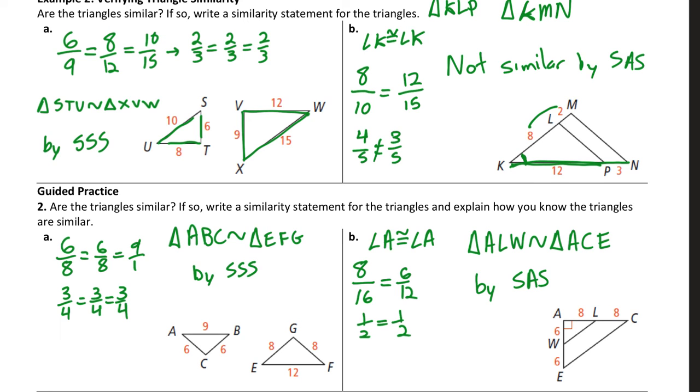So to explain these two examples in the guided practice, they're both similar. The first one is similar by SSS because all 3 pairs of sides are proportional. In part B, we have an included angle, and the sides for that included angle are proportional. 8 over 16, 6 over 12. They are proportional. So that's why the first one was SSS because we had 3 sides. Second one was SAS because we had 2 sides and an included angle.